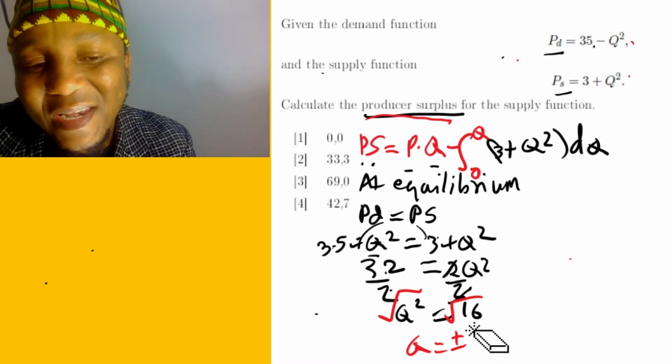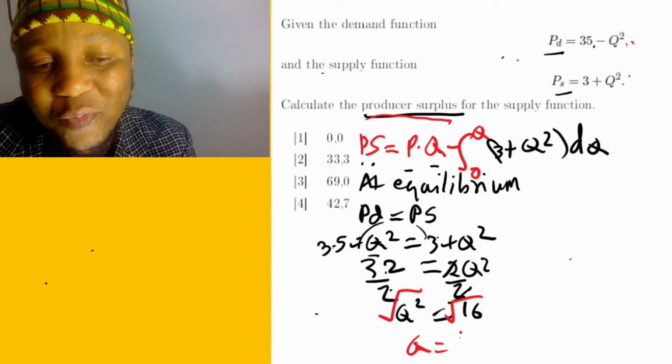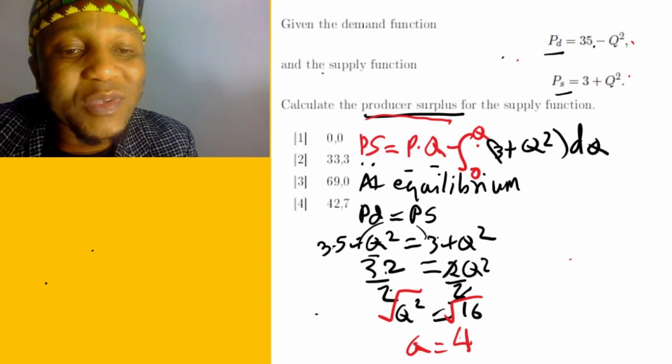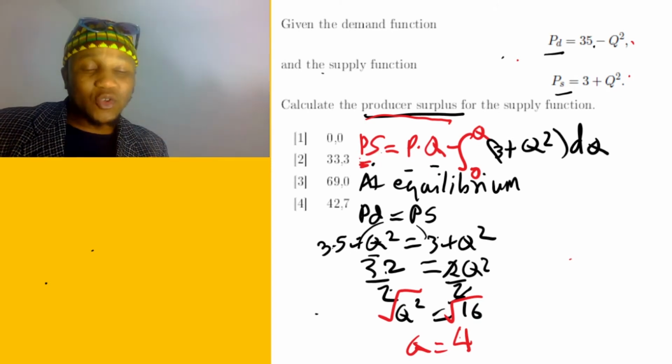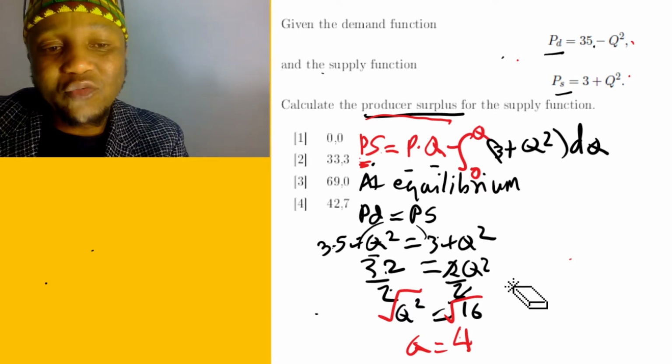So I can just keep that negative. It's just a positive one. Q equal to positive 4. So we're going to take that Q and substitute in the formula of the producer surplus. So our Q equal to 4, we agree. So make sure you write all the solution in the exam.